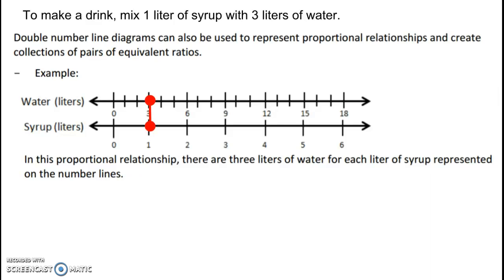Here is yet another representation for the same example of water and syrup. The proportional relationship is shown with 2 number lines where the relationship is still 1 liter of syrup to 3 liters of water. This visual may help students make the connection to unit rate more readily as they draw on prior knowledge of number lines.